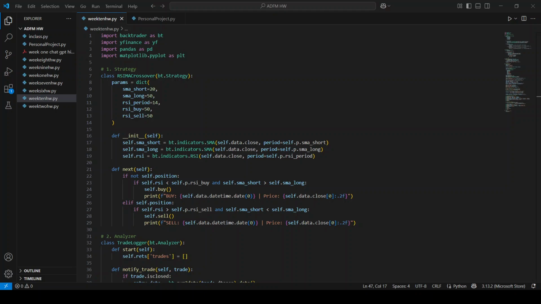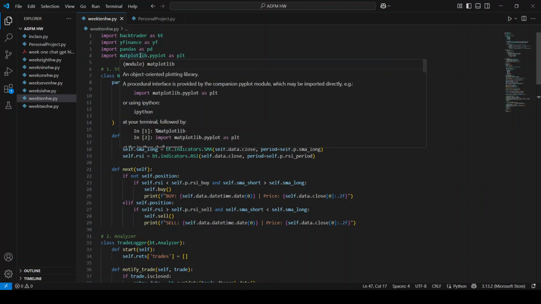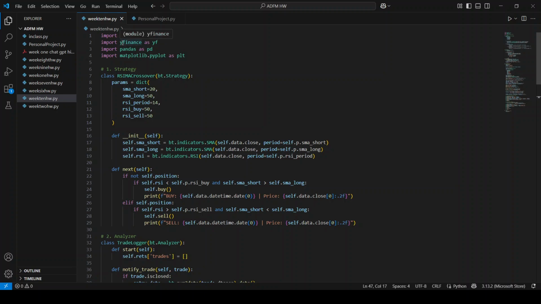Alright, this is the week 10 homework. So lines 1 through 4. Backtrader, this is an engine that can run the strategy and it handles the trading logic. yfinance downloads historical price data from Yahoo Finance. Pandas is for manipulating the price data before we feed it into Backtrader. And Matplotlib is just for custom visualizations of our strategy.